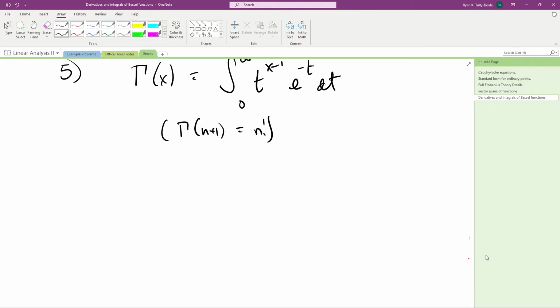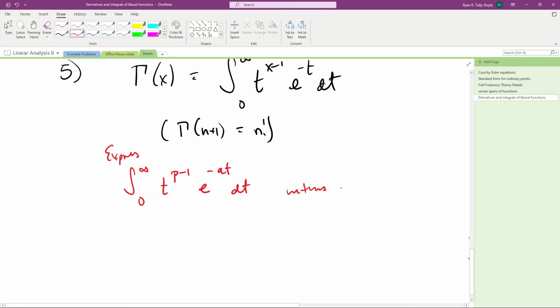From here, we can play all kinds of games because the form of this function is very special. What we might like to do is see if we can figure out an expression when we have an integral that looks like this. So the question says to express the integral from 0 to infinity of t to the p minus 1 e to the minus at dt in terms of the gamma function. Now this integral is not a gamma function because of this a.